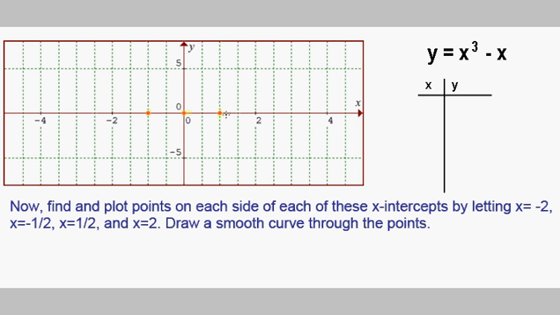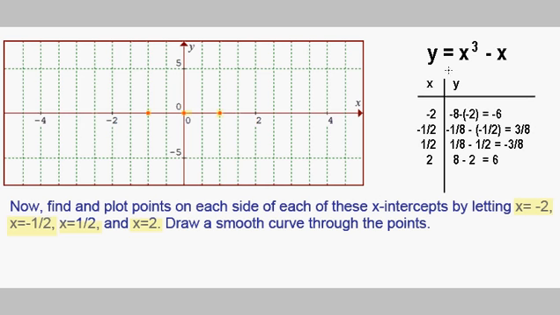And now we need to find points on each side of these x-intercepts. Some good values to plug in for x would be negative 2, negative a half, 1/2, and 2. This would give us points on each side of these x-intercepts that we just found. So we're going to plug in those values into our function y equal x cubed minus x, calculate the y values, and then plot those points and finish our graph.